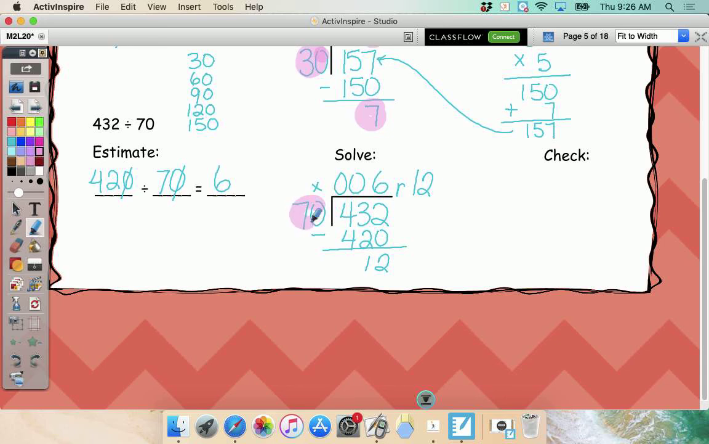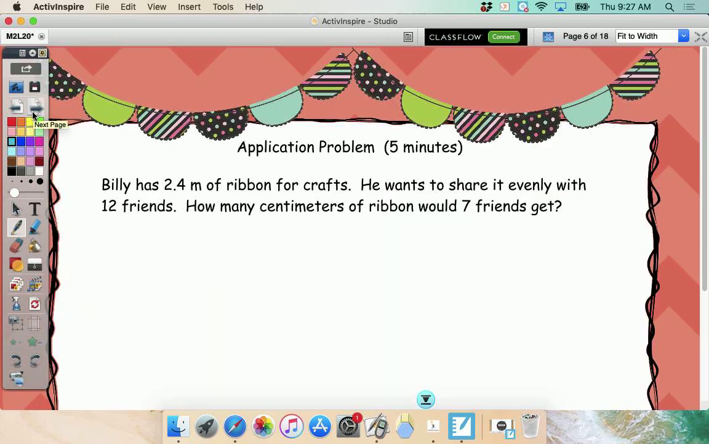All right, so now I'm ready to check the problem with multiplication. Ryder, what are you going to multiply? Good. Sergio, now what? Add 12? Did he say add 12? Yes. Good. And 432 should be the dividend I started with. Okay? All right. So let's go on to the next thing. It's our application problem.